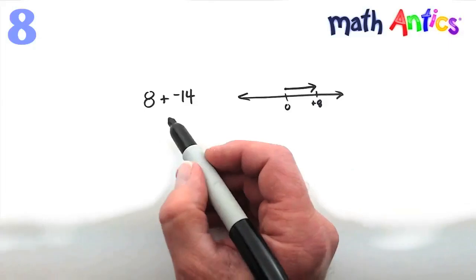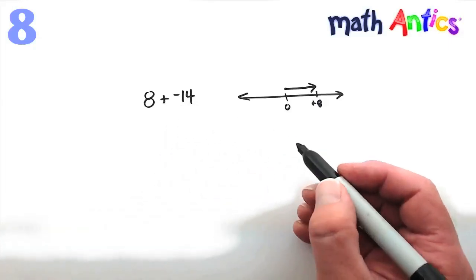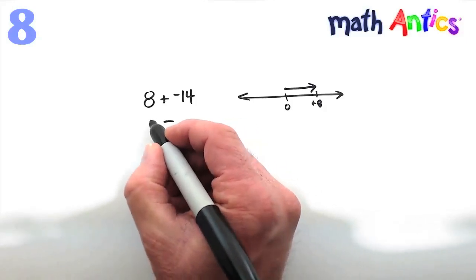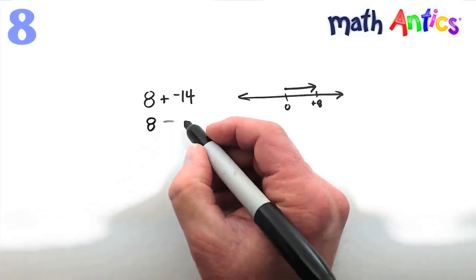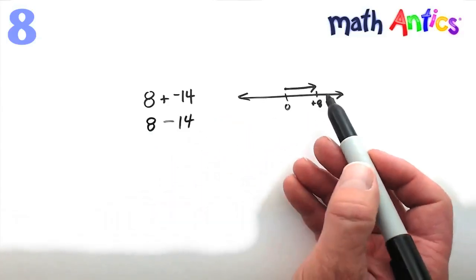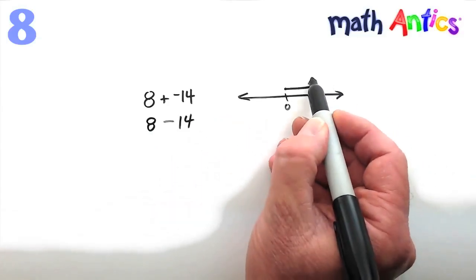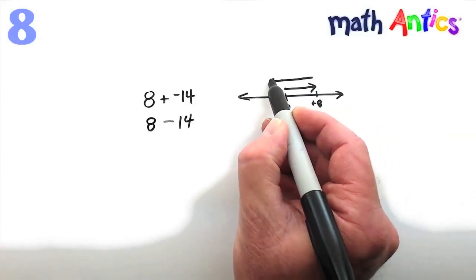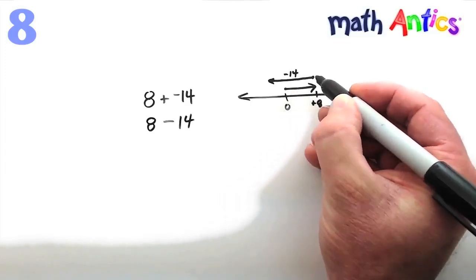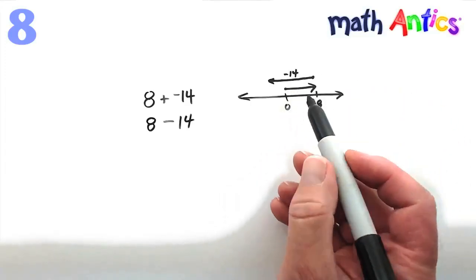And what are we doing to it? Well, we're adding a negative. And rule number 2 says that adding a negative is the same as subtracting. So one way to think about this is that we're starting with positive 8, but then we're subtracting 14 from it. So we're going to be going in the other direction by an amount 14. So let's put our other arrow here that shows we're going to be subtracting 14 from that starting positive 8.